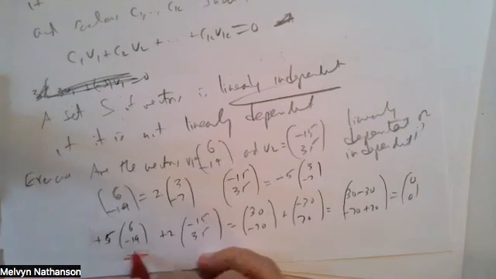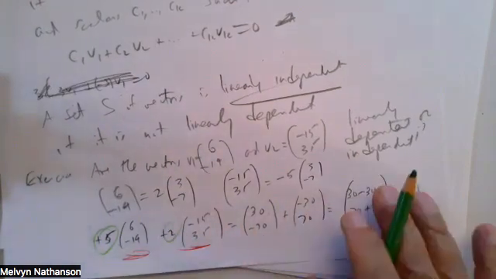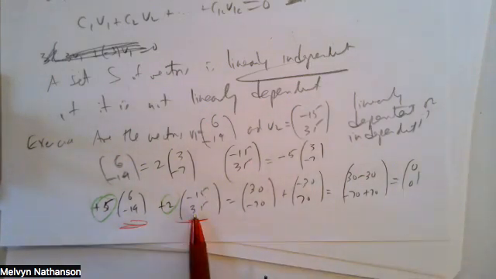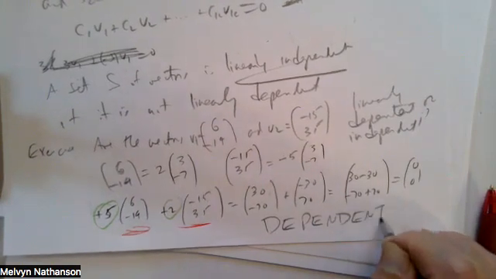So here I have a linear combination of my two vectors with scalars that are not both 0. In fact, they're both non-zero. So because I have a linear combination of these vectors with non-zero scalars equal to 0, these vectors are linearly dependent. That's what we can say.